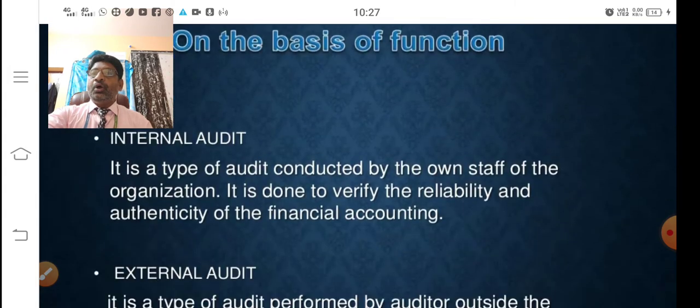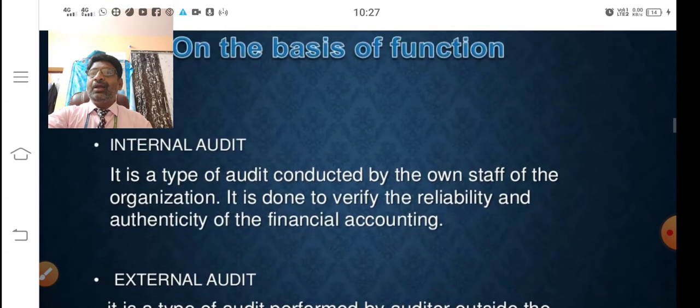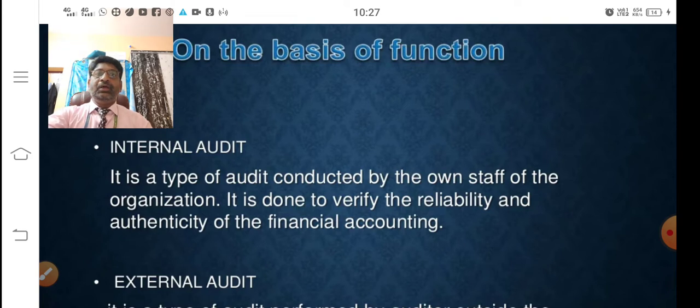Now, dear students, we are going to discuss the basis of function. The audit can be classified into internal audit as well as external audit. So, what is meant by internal audit? Internal audit is a continuous and systematic review of accounting, financial and other operations of a concern by staff specially appointed for the purpose. In other words, it is the audit of accounts by the staff specially appointed for the purpose. This audit is conducted by the own staff of the organization. It is done to verify the reliability and authenticity of financial accounting.